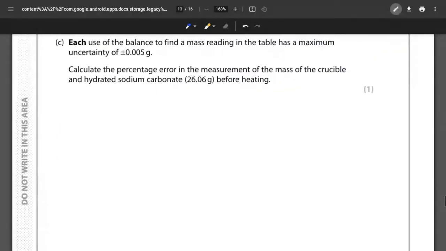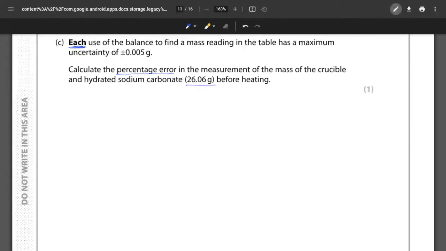Part C is a nice percentage uncertainty question. So each use, and each is in bold for a reason, it's there to remind you of something. Each use of the balance to find the mass reading in the table has a maximum uncertainty of plus or minus 0.005. Calculate the percentage error in the measurement of the mass of the crucible and the hydrated sodium carbonate, and they're reminding you that that was 26.06.